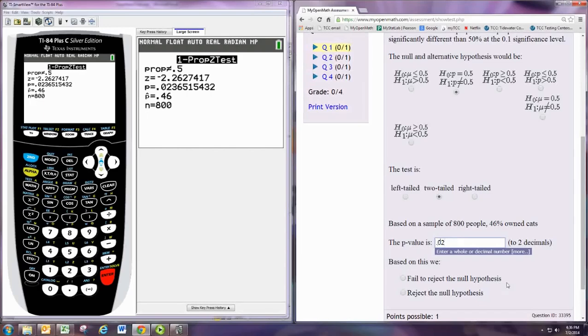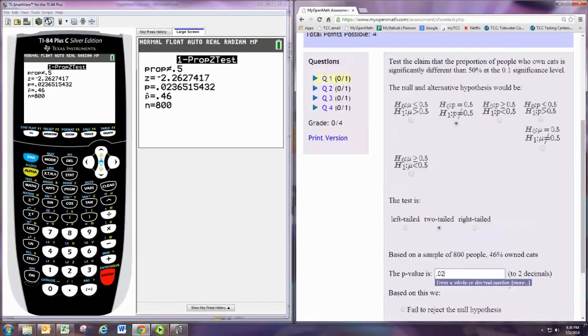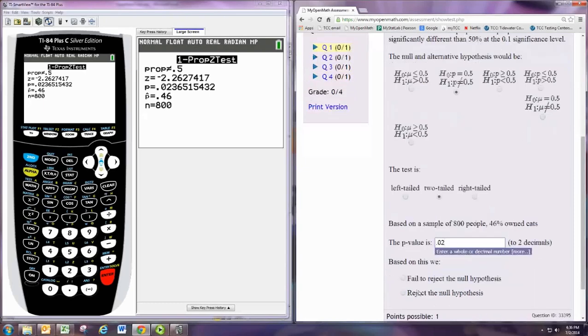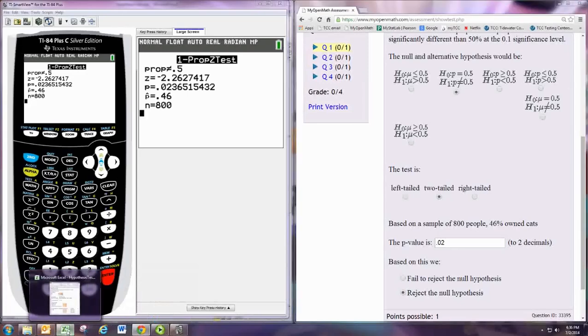Now, the p-value approach has you compare the p-value with the significance level, sometimes denoted with the lowercase Greek letter alpha. If p is less than alpha, then we reject the null hypothesis. You can see in this situation, the p-value is less than alpha, which is 0.1, so we would reject the null hypothesis. The p-value can also be calculated with Excel.